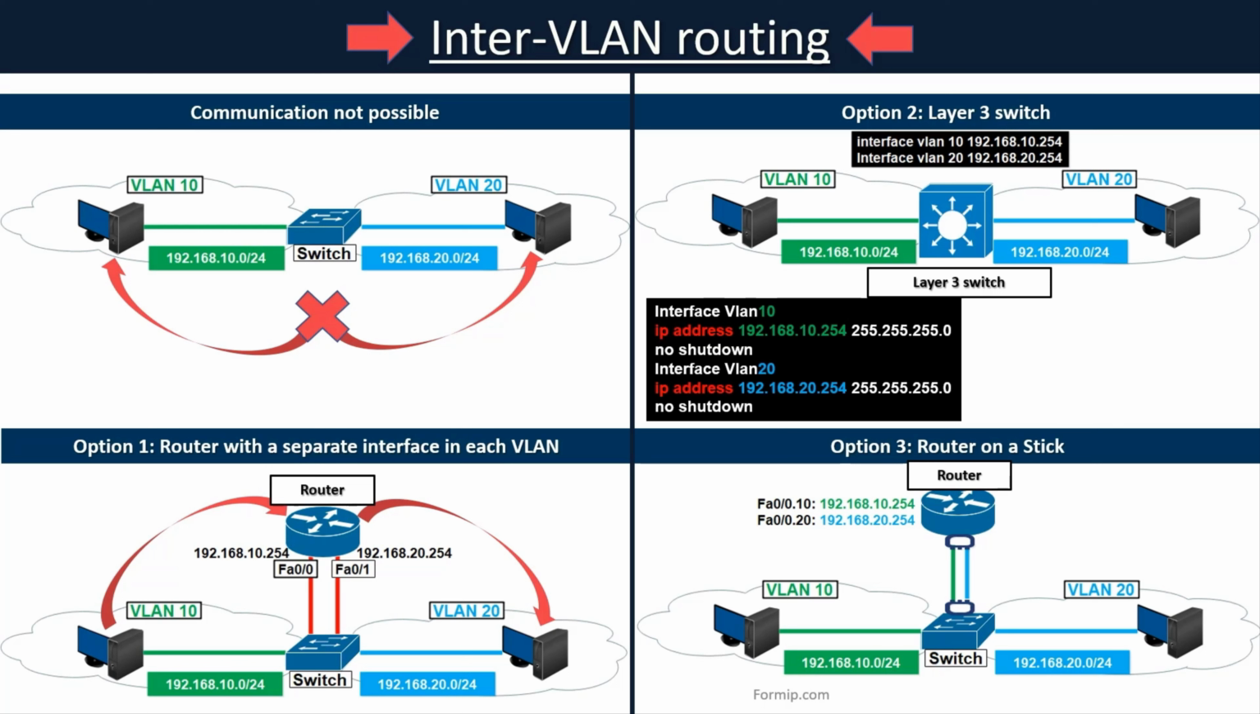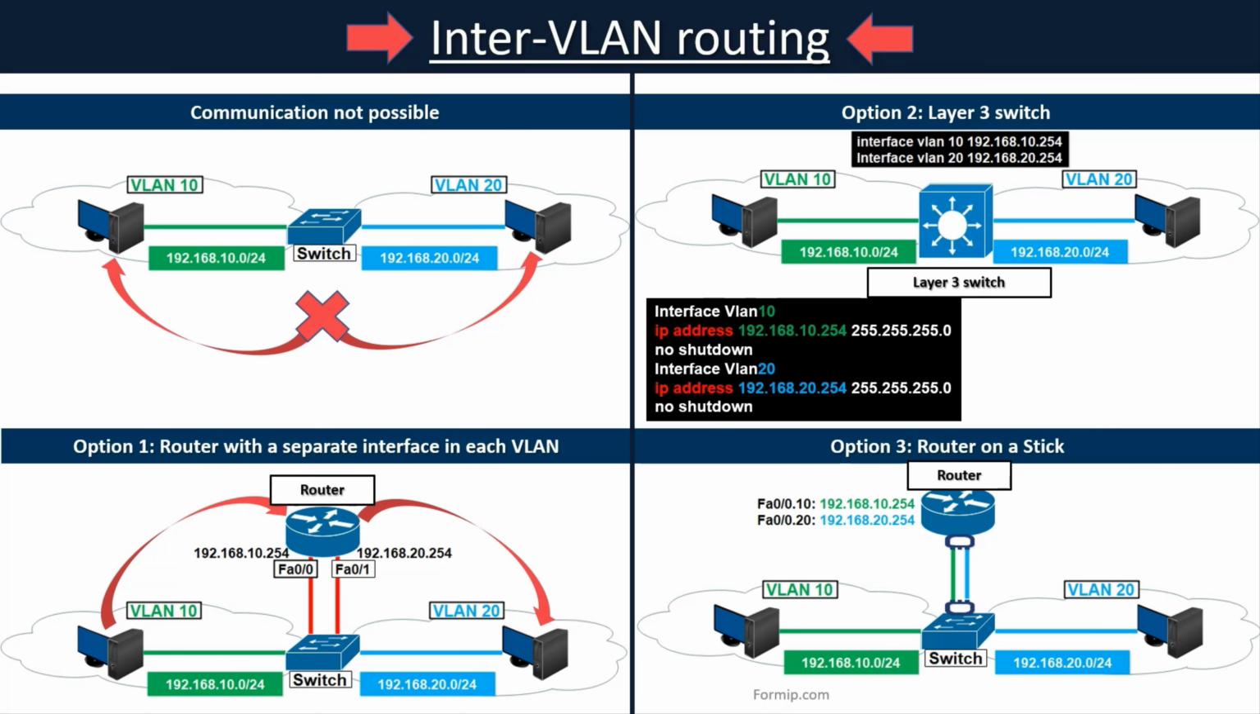The router performs inter-VLAN routing using its sub-interfaces. These are multiple virtual interfaces that are associated with a single physical interface. Each VLAN must have its own virtual interface. That is, they must be configured independently with an IP address.